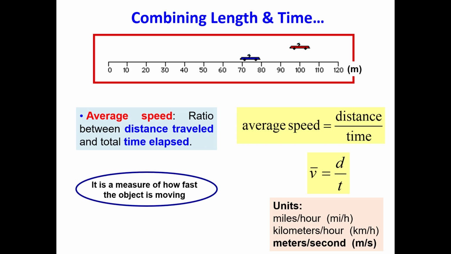Also, the average speed, or the speed, is the measure of how fast the object is moving. Now we can describe the motion of any object if we know the distance traveled, the time, and also the average speed.